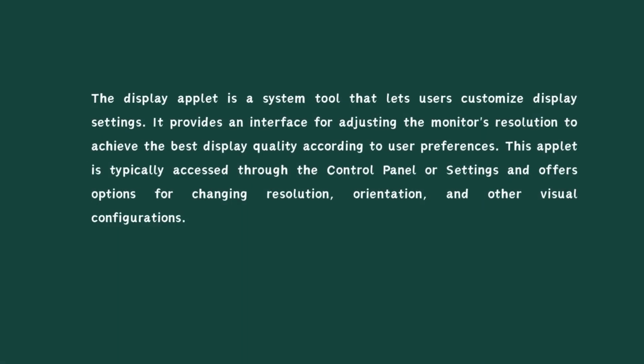The display applet is a system tool that lets users customize display settings. It provides an interface for adjusting the monitor's resolution to achieve the best display quality according to user preferences. This applet is typically accessed through the control panel or settings and offers options for changing resolution, orientation, and other visual configurations.